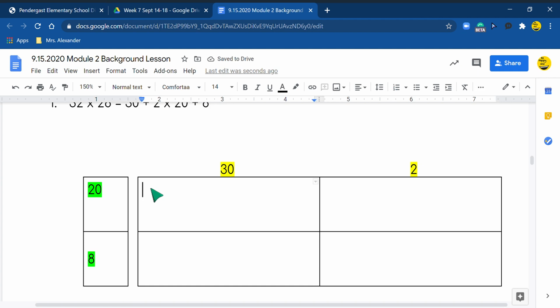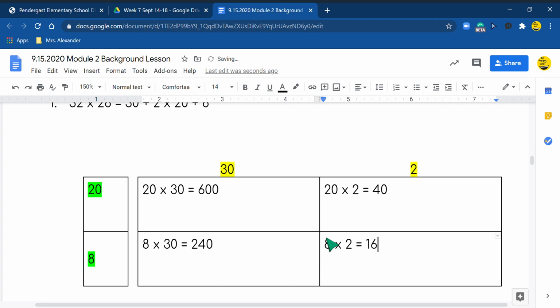And then I'm going to multiply 20 times 30. So 2 times 3 is 6. And I have 2 zeros. I'm going to do 20 times 2, which equals 2 times 2 is 4 plus a 0. I'm going to do over here 8 times 30. I do 8 times 3, which is 24, and I add a 0. And then here I do 8 times 2, which equals 16.